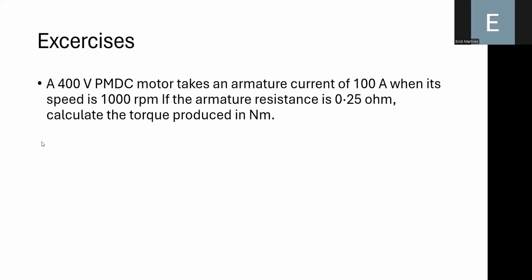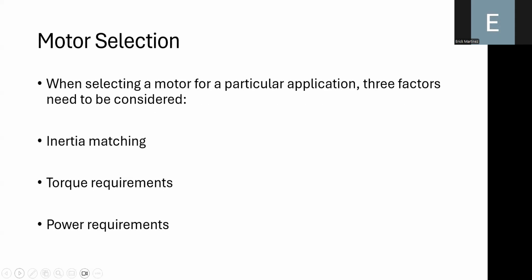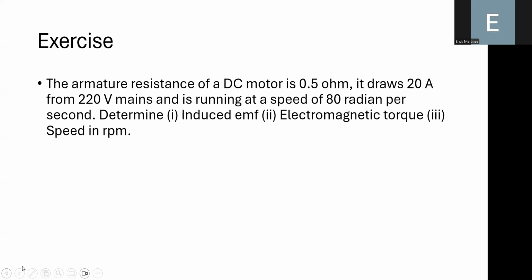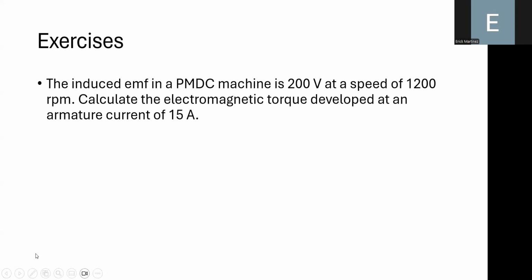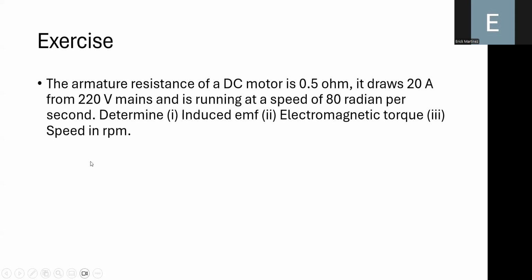So let's make another example, in order to make these points a little bit clearer. In this case, we have the following exercise. They are telling us that the armature resistance of a DC motor is 0.5 ohms. So the problem is giving us the armature resistance, that is 0.5 ohms.